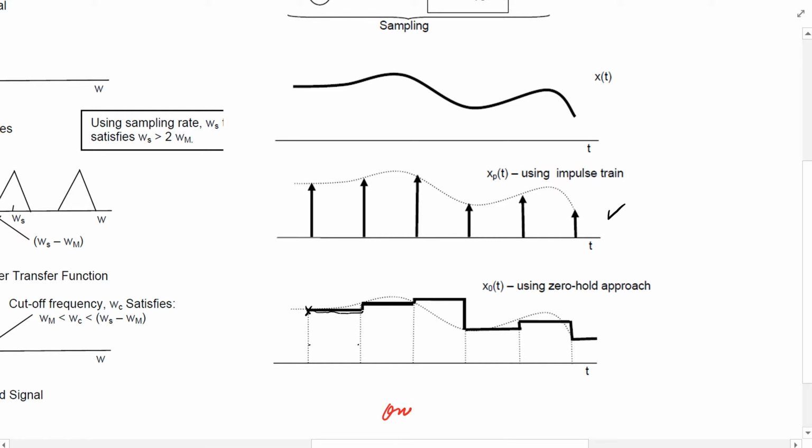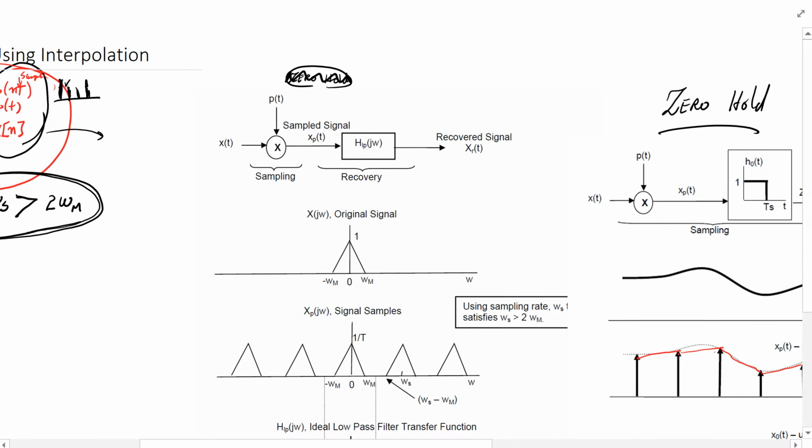That's the simplest way. Now, if I want to step up from there, the next one, the red one, is called the one hold. Instead of holding, I would use a linear line between the points, so I would extrapolate between this point and assume the middle is a linear line. As you can see, I'm getting a little closer. That's called the one hold approach. Now the ideal approach, of course, is what we talked about earlier. The ideal approach is this one.